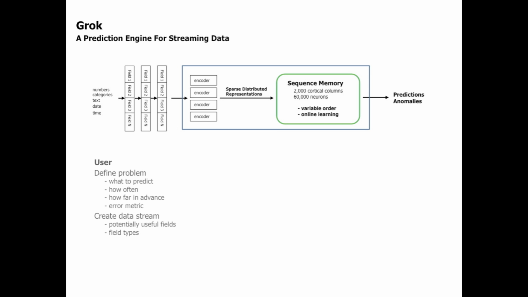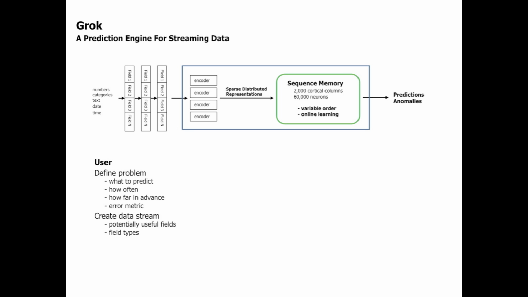From a user's perspective, this is what they have to do. They have to define their problem. So as a user of Grok, you have to say what it is you want to predict, how often you want to predict it, and how far in advance you want to predict it. You might be getting data every 15 minutes, and you say, I want to predict something 4 hours or 6 hours in advance. And you also have to provide an error metric, which is sort of saying, what's the value of getting my prediction right and what's the cost of getting it wrong in different scenarios? This is really essential to understand because Grok is going to try to build the best model it can for your problem, and it needs to know the error metric for your problem.